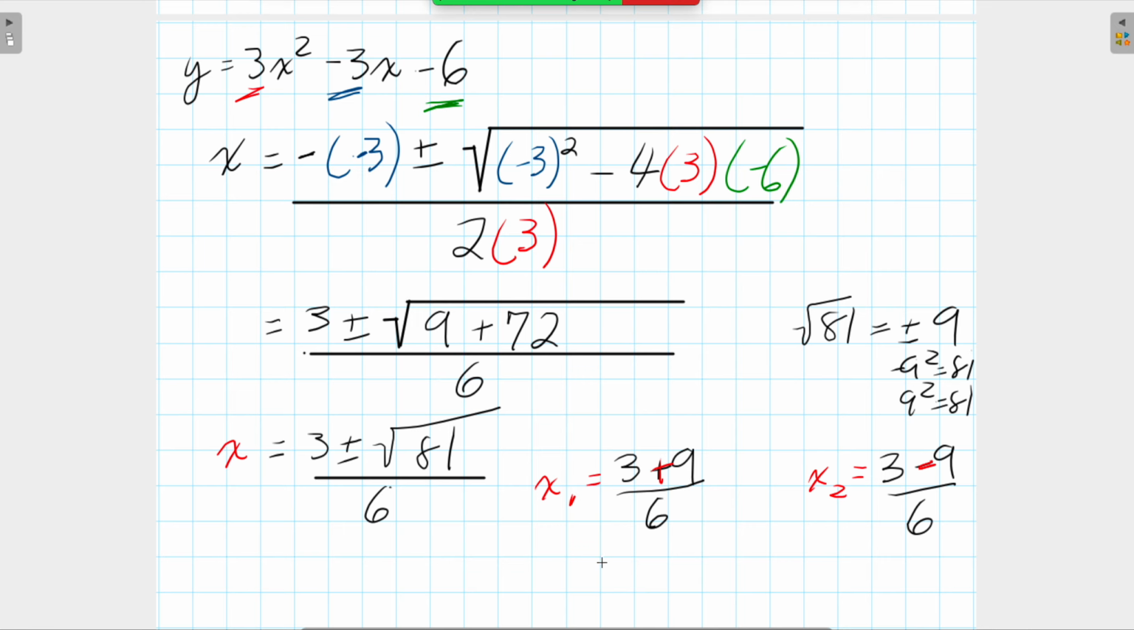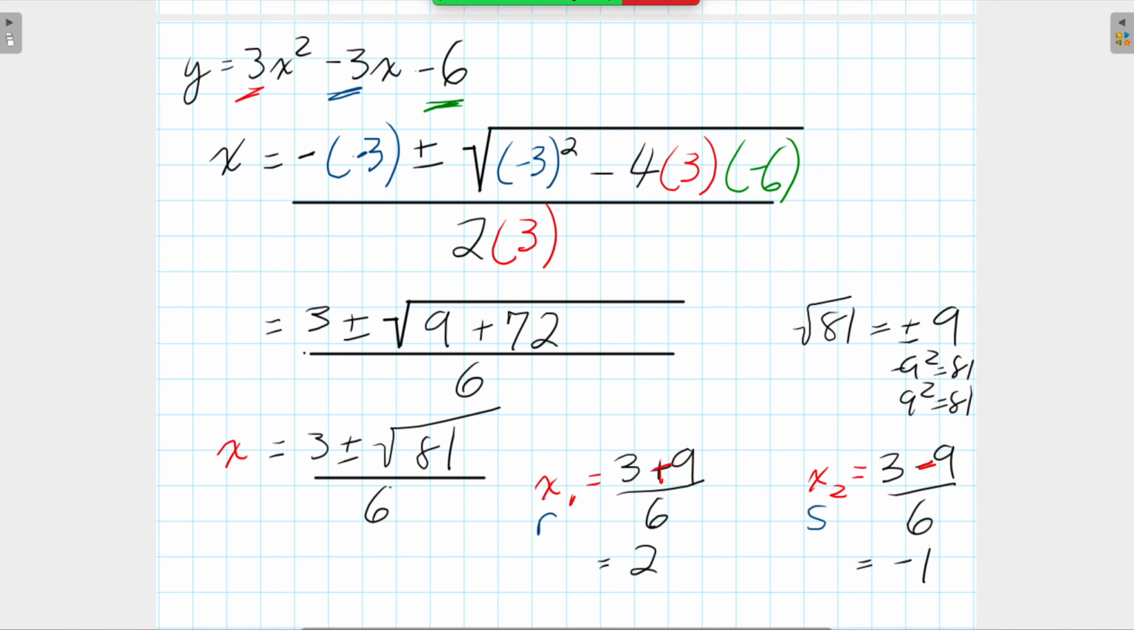From here, it's relatively simple math. 3 plus 9 is 12 divided by 6 is going to give us 2. And 3 minus 9 gives us negative 6. Negative 6 divided by 6 is negative 1. This, like I said before, also can be your R and your S for factored form.